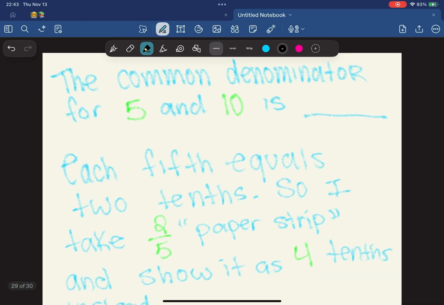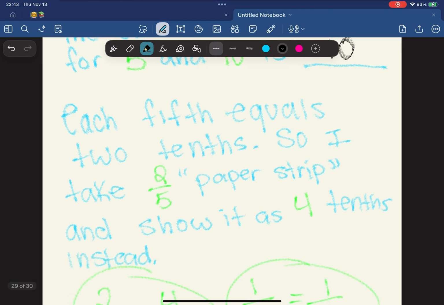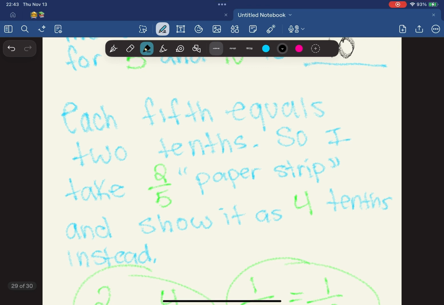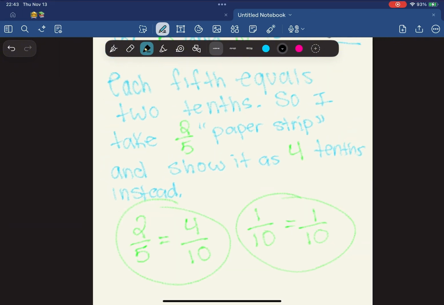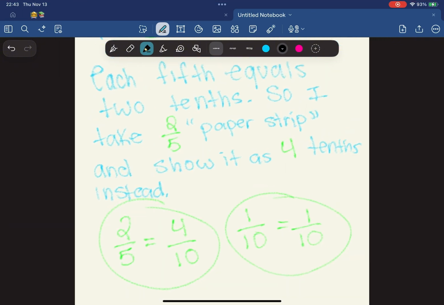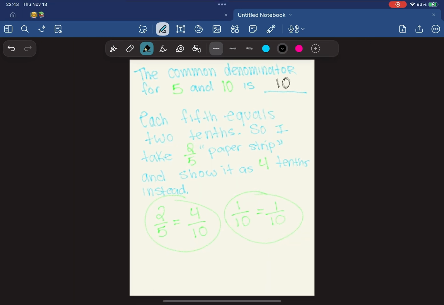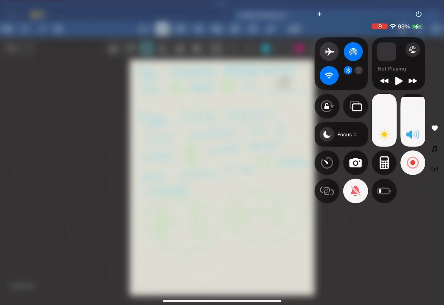So the common denominator for 5 and 10 is 10. Each fifth equals 2/10, so I take 2 out of 5, the 2/5 paper strips, and show it as 4/10 instead. So 2/5 equals 4/10, and 1/10 is equal to, again, 1/10.